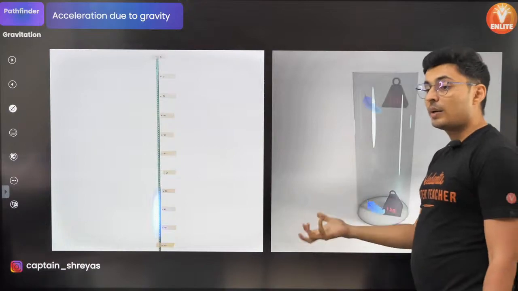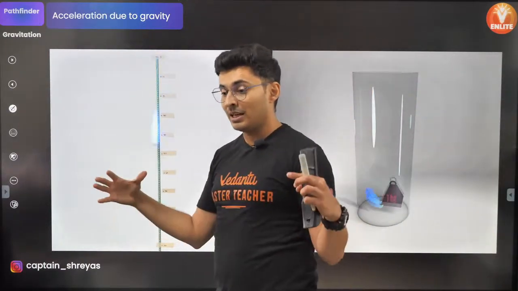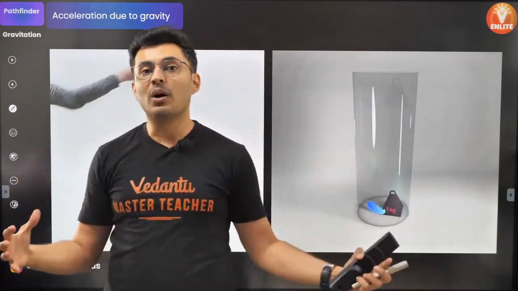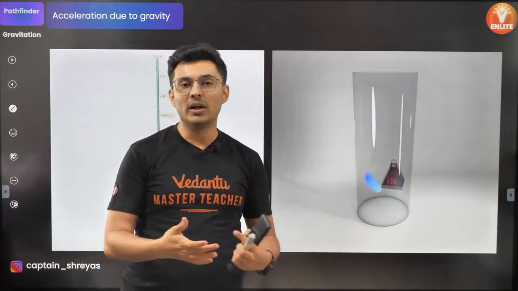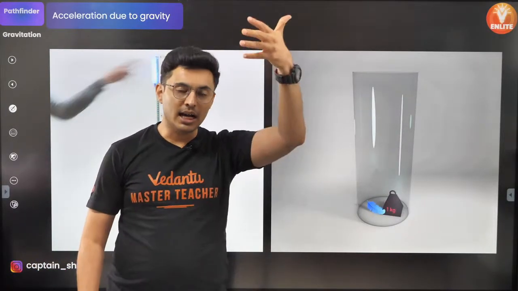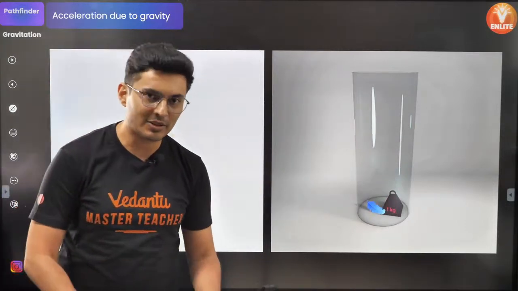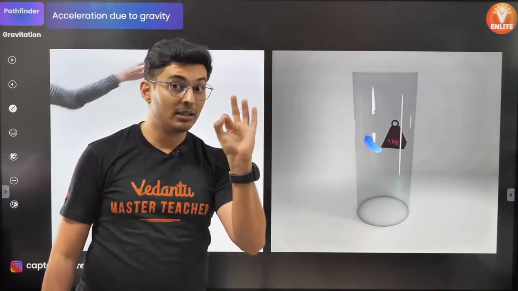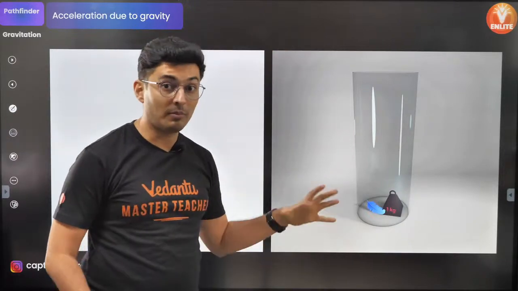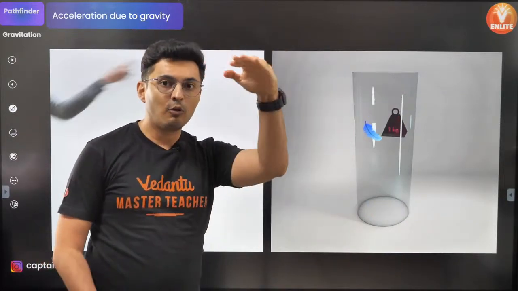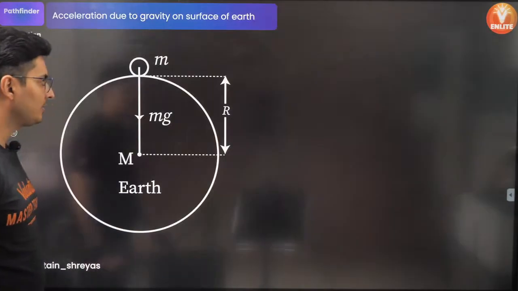It depends on the mass of the planet, and also where you are on that planet, meaning the height or the depth, the radius, basically the geometry. That's all. So the mass of the planet, not the mass which is dropped, the mass of the planet itself, and where you are on that planet.